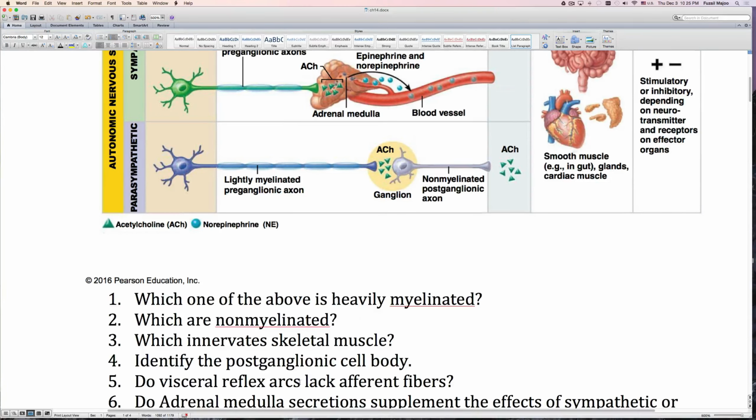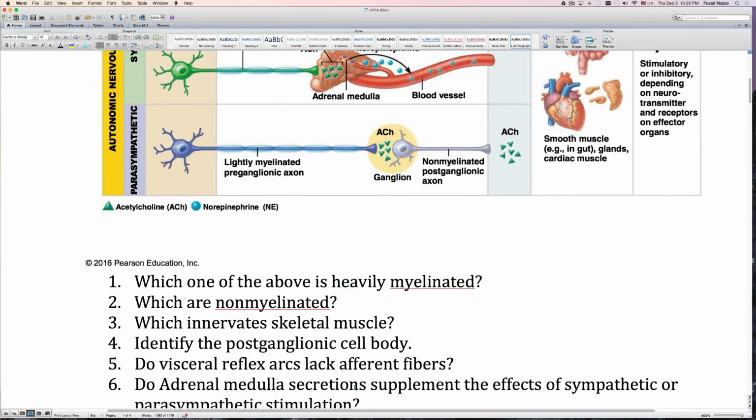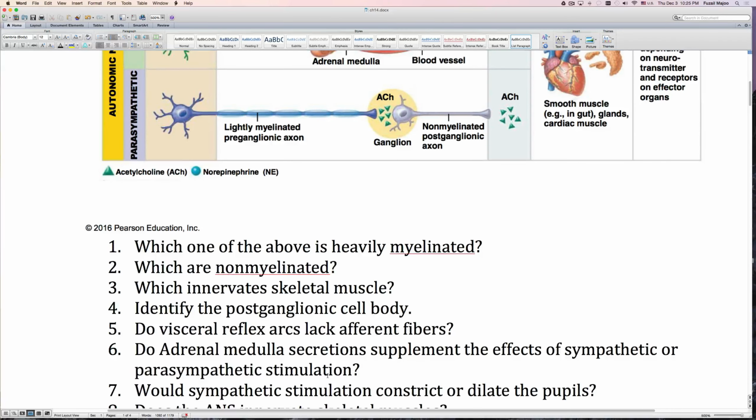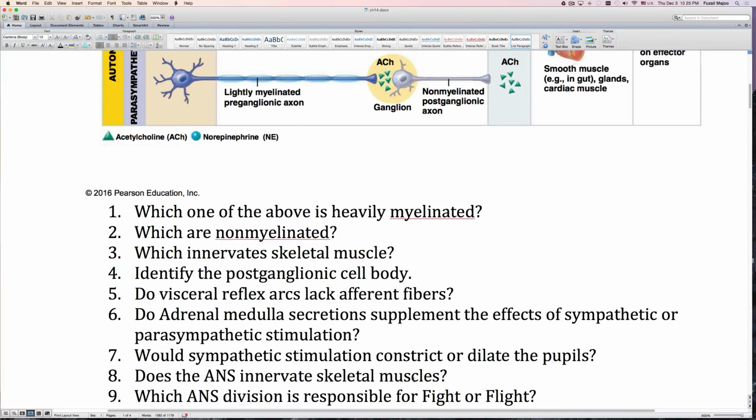Do visceral reflex arcs lack afferent fibers? Do adrenal medulla secretions supplement the effect of sympathetic or parasympathetic stimulation? Number 7 is, would sympathetic stimulation constrict or dilate the pupils? Number 8, does the ANS innervate skeletal muscles?